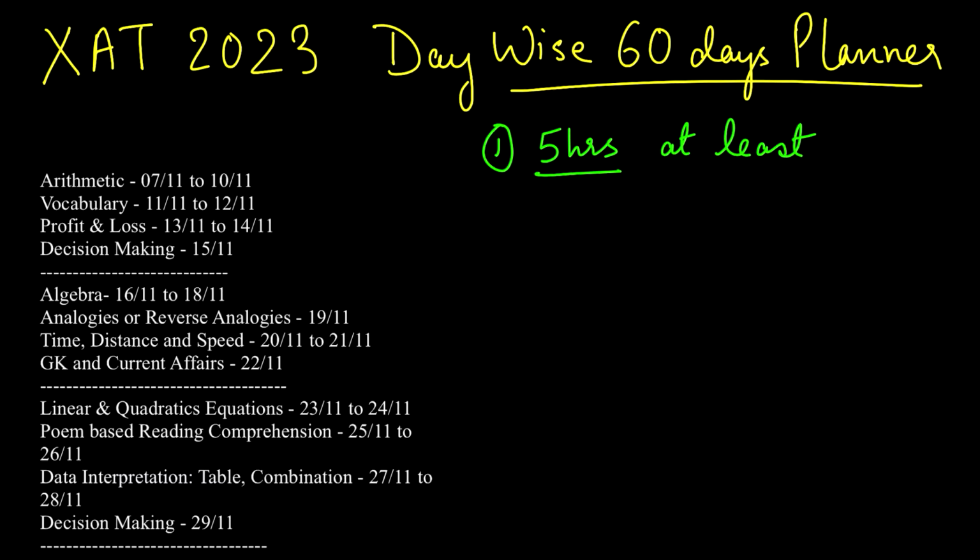I am starting off assuming that you people will start from 7th of November. So, firstly, I have allotted arithmetic to 7th of November to 10th of November. That means 7, 8, 9, 10. I have given it 4 days. This is the longest of all the time frames I have given because arithmetic forms the basic, the heart and core, not just for the CAT examination but also for the XAT examination.